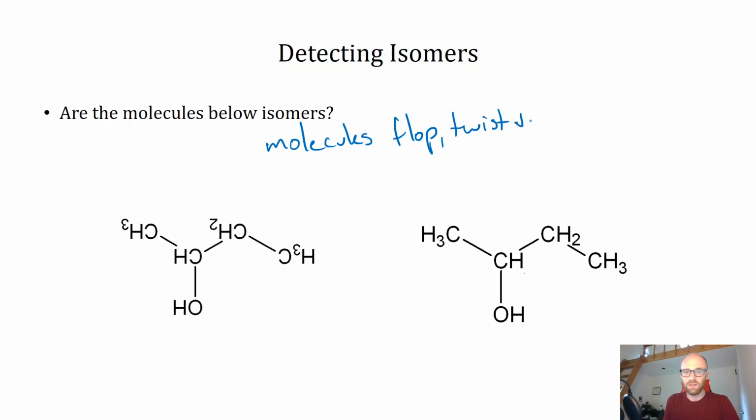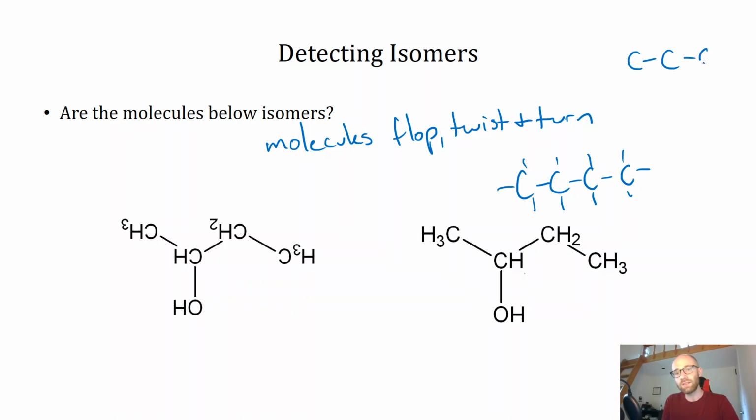twist, and turn. So like if you had something like this butane substance, and then you had something that you drew like this, it is still butane. They're all attached the same way. We built it the same way. Just because some things have twisted or turned, these are not isomers at all. They're the same molecule.